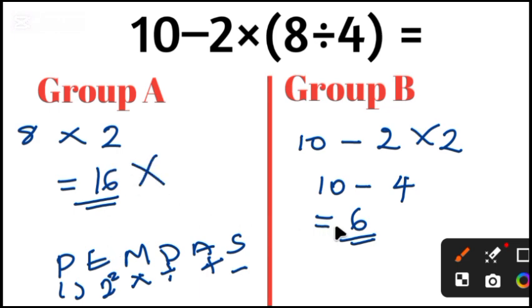wrong. For group B, they begin with parentheses. That is correct. After that, they solve the multiplication. That is correct. And finally, they solve the subtraction. Correct answer. The correct answer to this equation is 6.